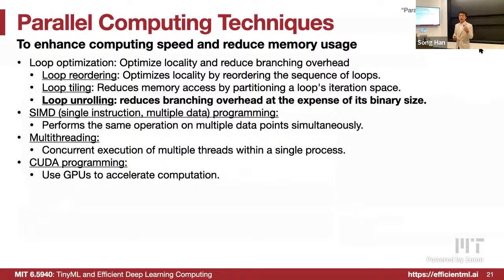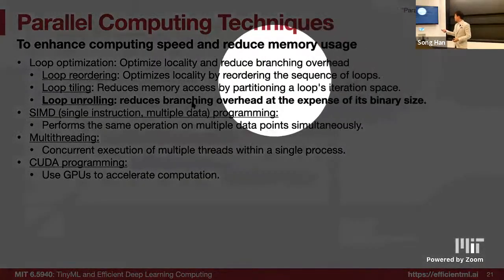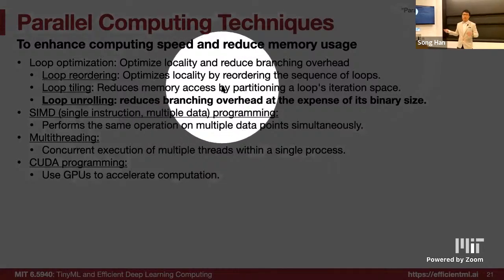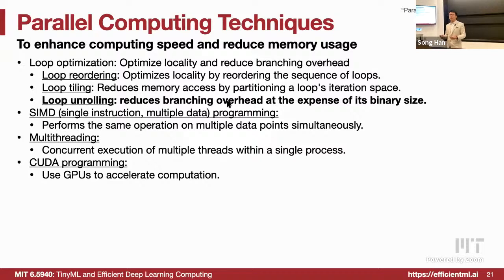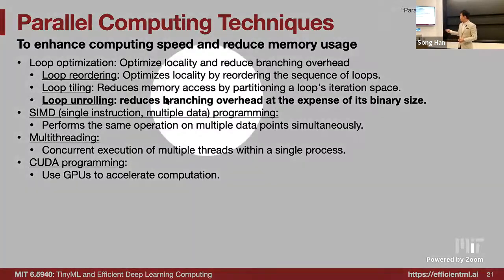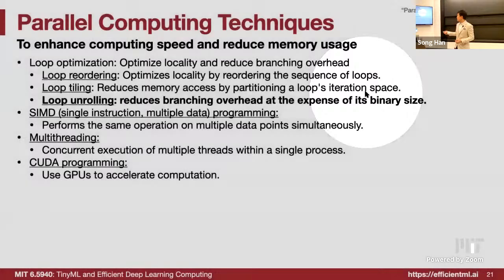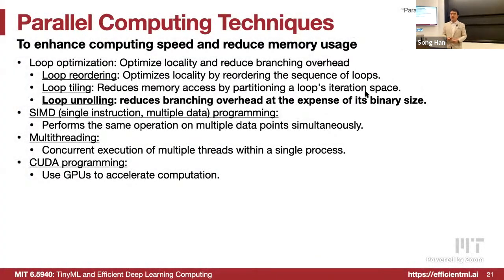Okay, so we talked about loop reordering and loop tiling. Now let's talk about loop unrolling. In processors, we want to reduce branching overhead. If your branch prediction is wrong, you have to squash a lot of instructions, as we learned in the computer architecture class. So branching is very expensive. We want to minimize that branching overhead at the expense of increasing the binary size.